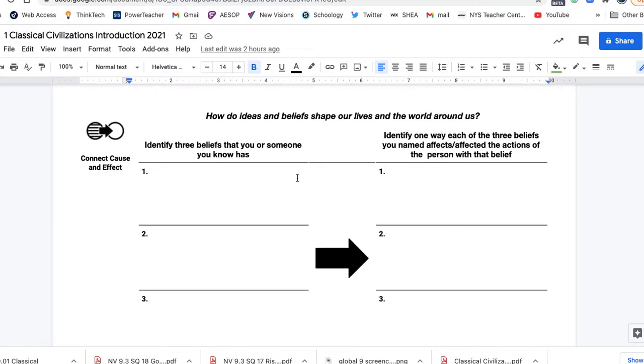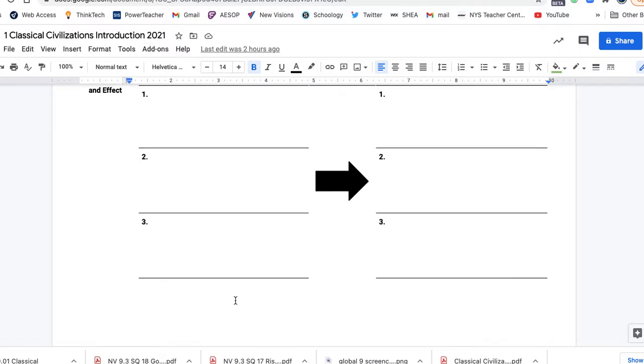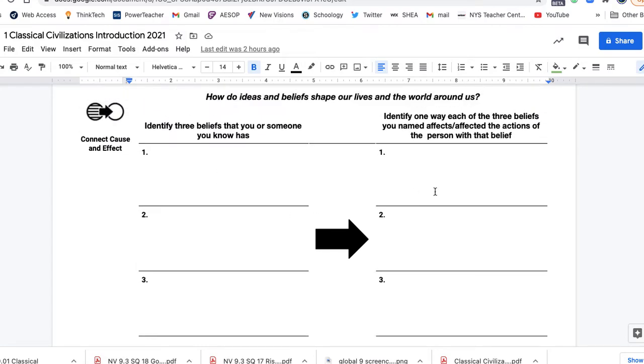And then finally, about beliefs. So identify 3 beliefs that you or someone you know has. This could be a religious belief, it could be a political belief, it could be just some sort of ideology that you think might be here. And to the right-hand side, the question is really, identify one way each of the 3 beliefs you named has affected the actions of the person with that belief.